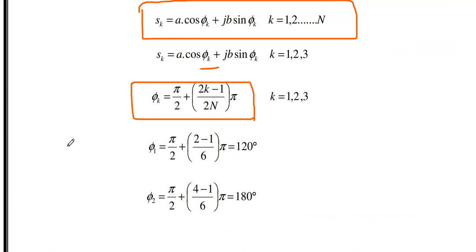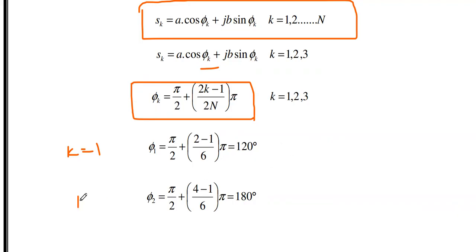Okay, so for k equal to 1, we have to find the first angle phi 1. So phi 1 equal to pi by 2 plus (2 into k, k is 1, so 2 minus 1) by 2n, so 2 into 3, 6, into pi. Okay, pi by 2 is 90 degrees and 2 minus 1, 1 by 6, pi by 6. So if you add the two angles, we get 120 degrees.